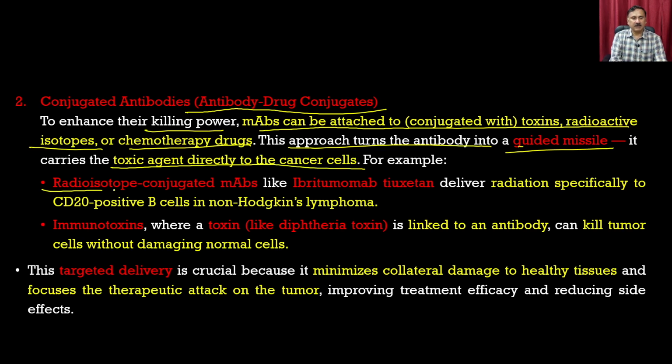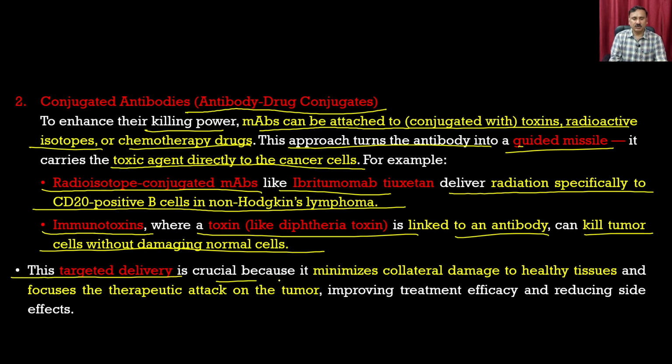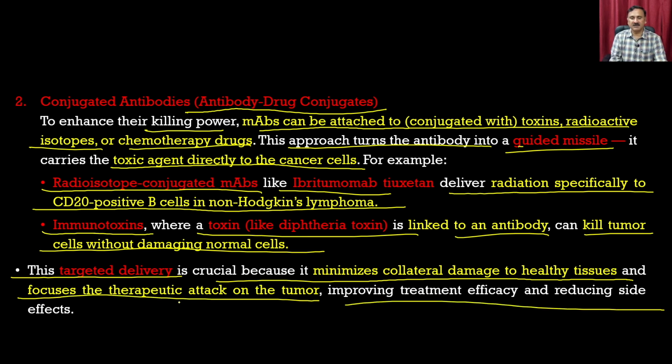One example is a radioisotope-conjugated monoclonal antibody, like ibritumomab, which delivers radiation specifically to CD20-positive B cells in non-Hodgkin lymphoma. Similarly, you can use immunotoxins, where a toxin is linked to the antibody and that kills the tumor cells without damaging the normal cells. This targeted delivery is crucial because it minimizes collateral damage to the healthy tissue and focuses the therapeutic attack onto the tumor, improving the treatment efficacy and reducing the side effects.